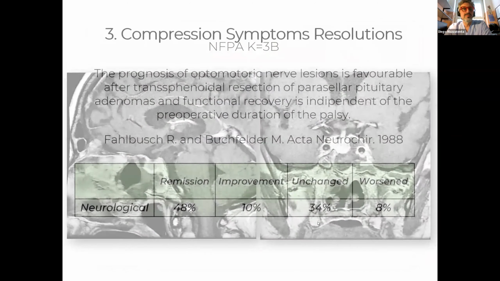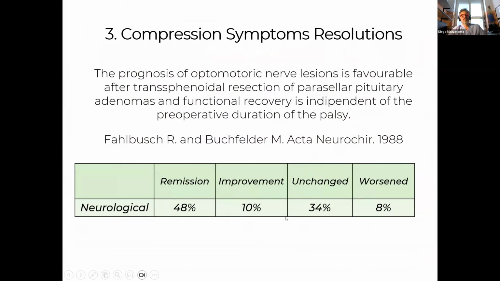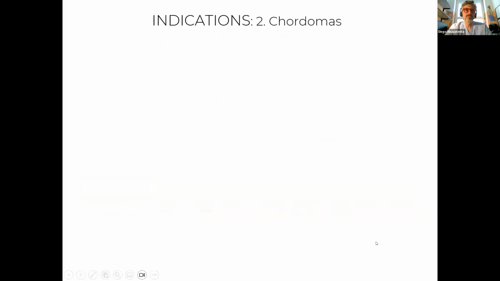The decompression is the most important. This is well known since 1988. The surgical decompression is the best treatment to try to relieve the cranial nerve palsy. In our experience, remission or improvement is a large percentage of success. Obviously, there is always a percentage of risk in using this type of approach.